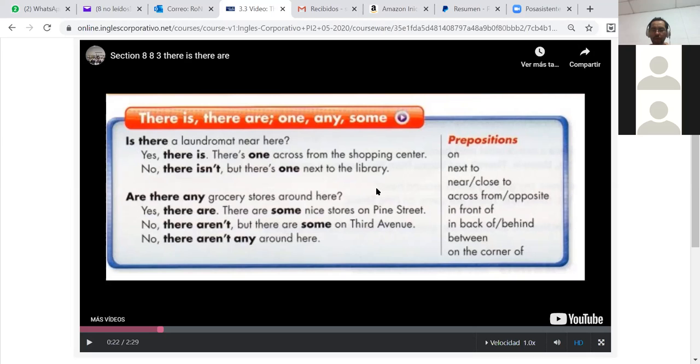Okay, and we can read the prepositions: on, next to, near, close to.